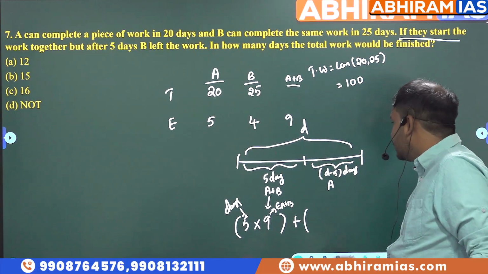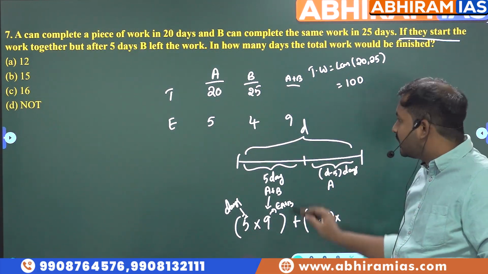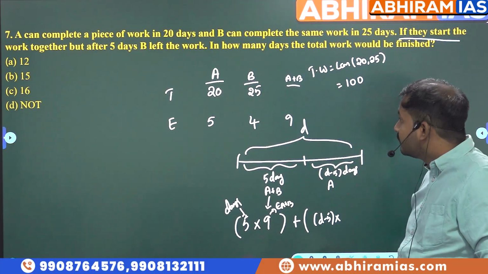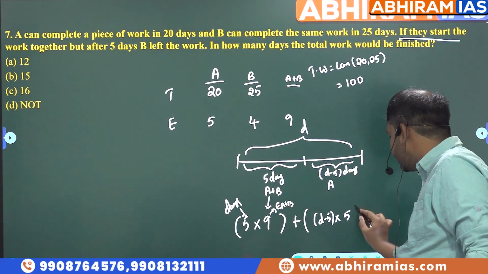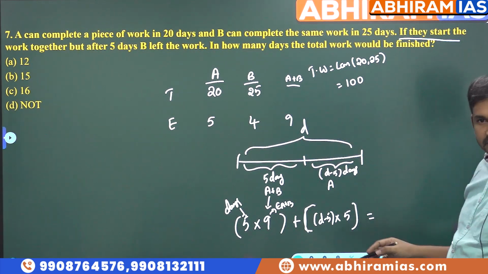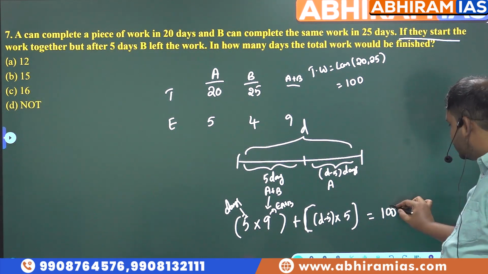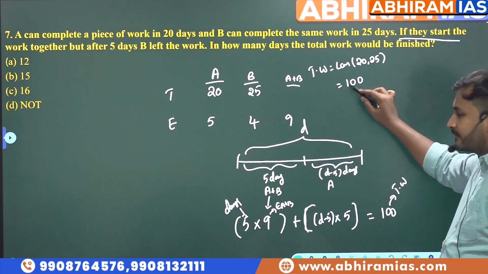Plus, for this D minus 5 days, who worked? A alone, right? What is the efficiency of A? 5. Working like this, my total work is finished, right? What is my total work here? 100. This is the total work.